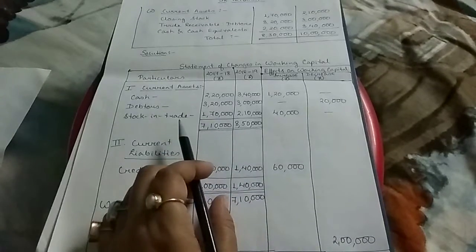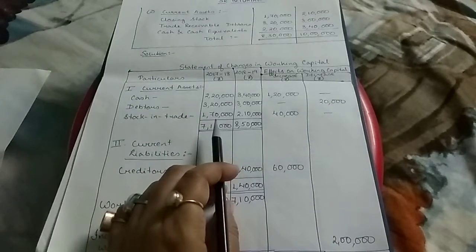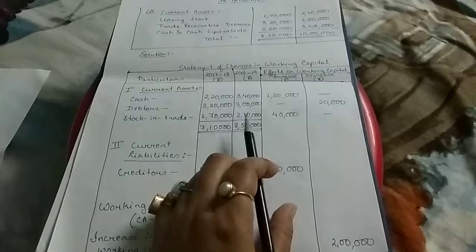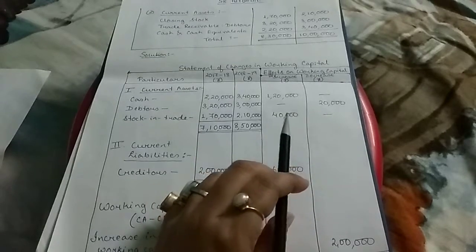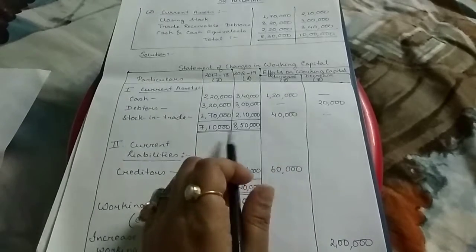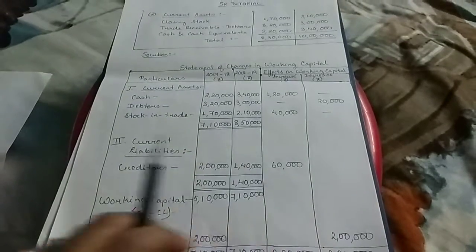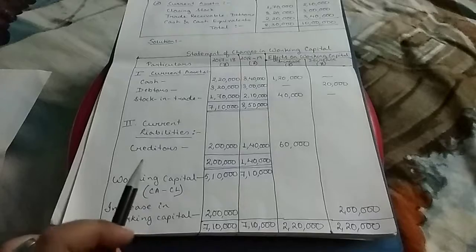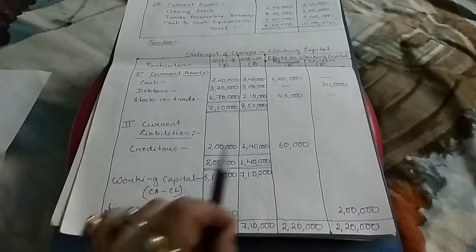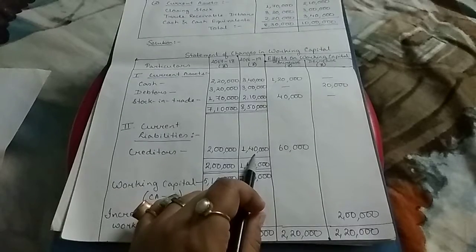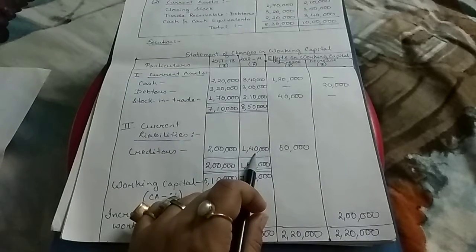Then there is stock in trade, 1,70,000 and 2,10,000. So here there is an increase, and when there is an increase, you have to write it in the increase column. Then you have to total both the columns. Now come here, there is a current liability, the creditors. It is 2 lakh and 1,40,000. So here there is a decrease.